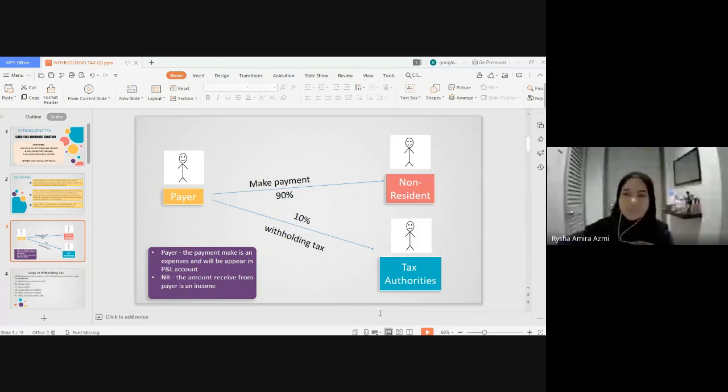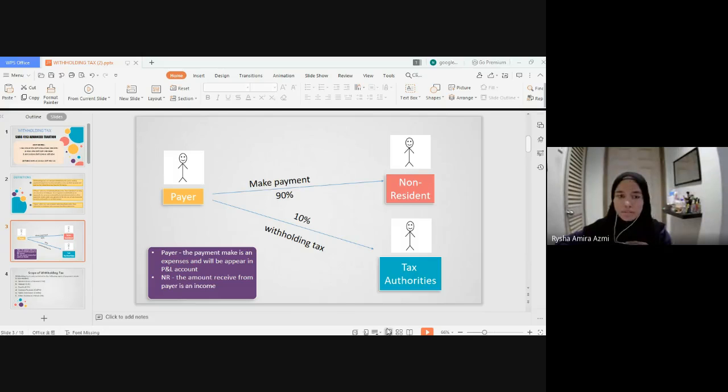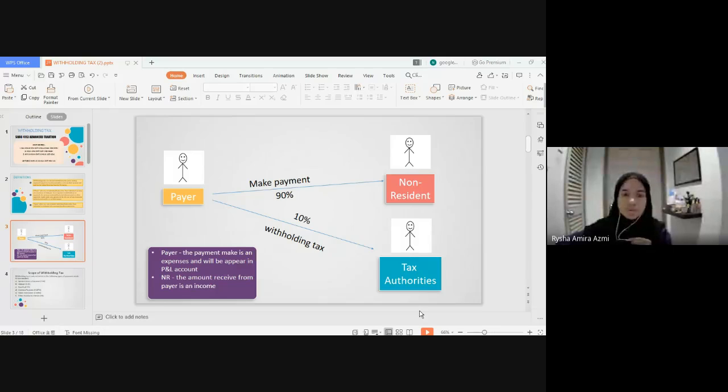So this is the simple way to understand the definition of withholding tax. As you can see, the payer will make a payment to the non-resident of only 90%, and the other 10%, which is the withholding tax, we pay to the tax authorities, which is the IRB. The payment made by the payer to the non-resident is actually an expense, and it will appear in the P&L account. The amount received by the non-resident that is paid by the payer is actually an income for them. Next.